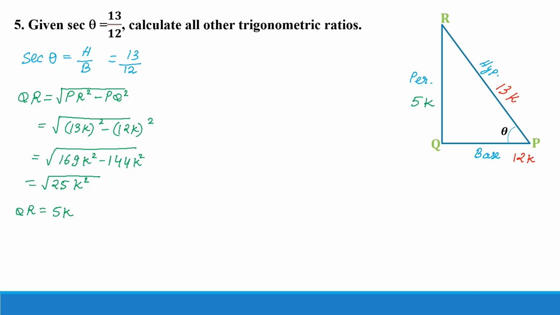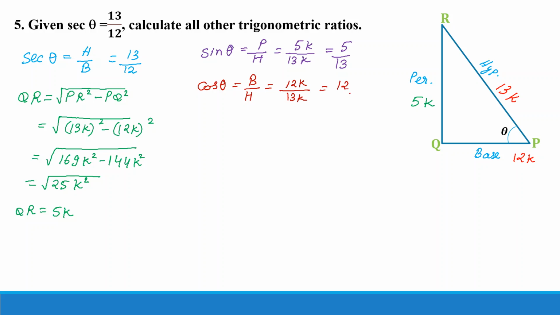So what are the other trigonometric ratios? The first one is sine theta. Sine theta is perpendicular by hypotenuse. Perpendicular is 5K, hypotenuse is 13K, so it will be equal to 5 by 13. Same way, the next one is cos theta, it is base by hypotenuse, so it will be 12K by 13K, which is equal to 12 by 13.